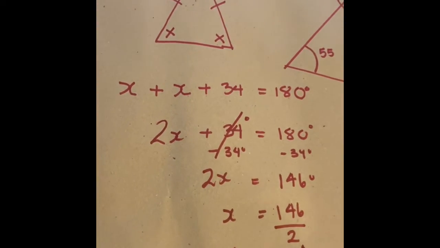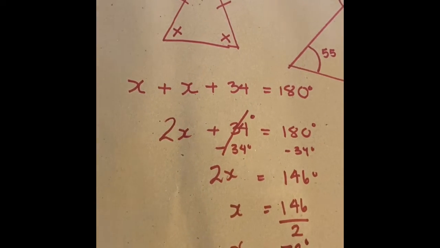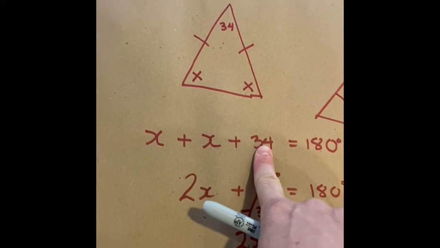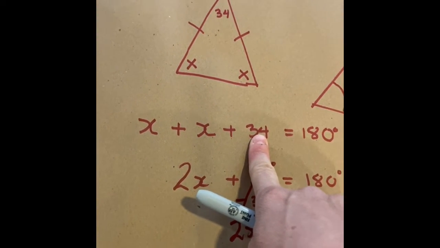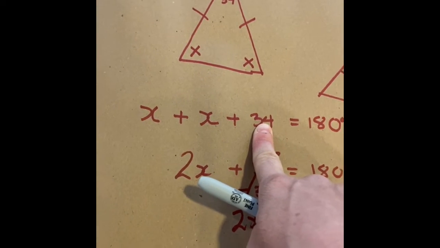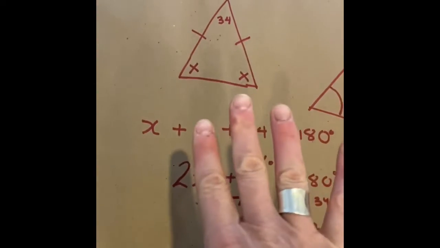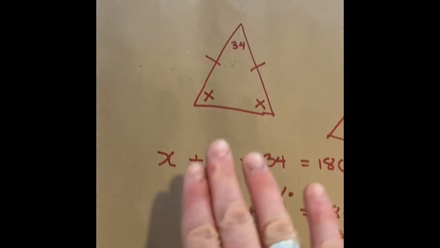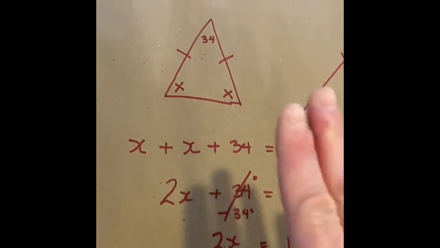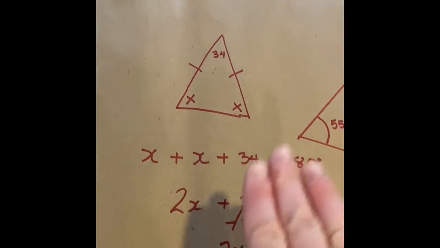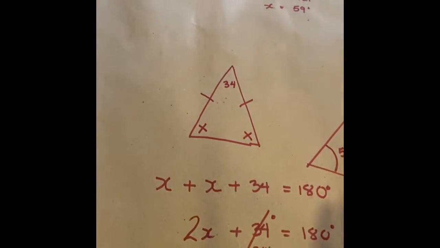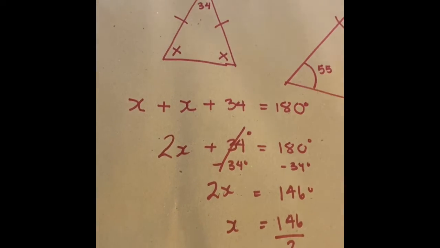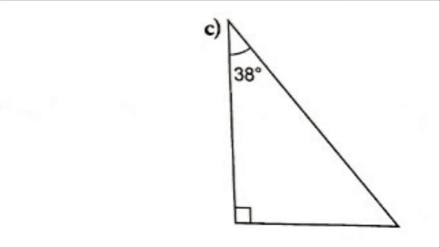If you don't like algebra, you could have done this problem just by guessing. We knew that 70 plus 70 plus 34, 70 plus 70 is 140, 140 plus 34 is 174. 174 is pretty close to 180. So then we could have tried 71 plus 34, 72 plus 34. We could have kept going until we got the right answer. So that's another option for that question, which is totally okay with me.